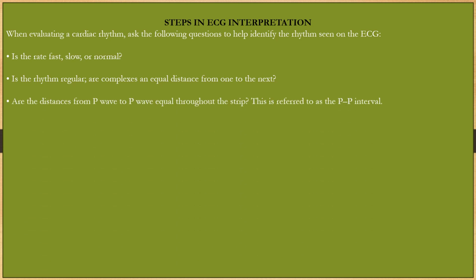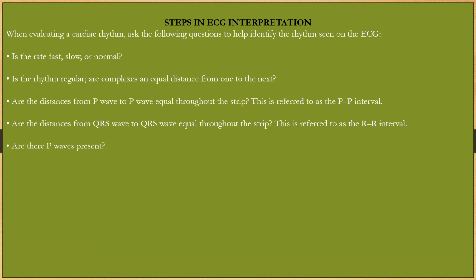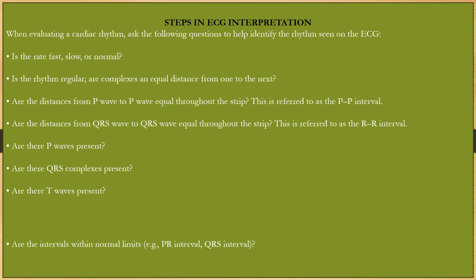Is the distance from the P wave to the next P wave equal throughout the strip? This is referred to as the PP interval. Are the distances from QRS complex to QRS complex equal throughout the strip? This is referred to as the RR interval. Are there P waves present? Are there QRS complexes present? Are there T waves present?